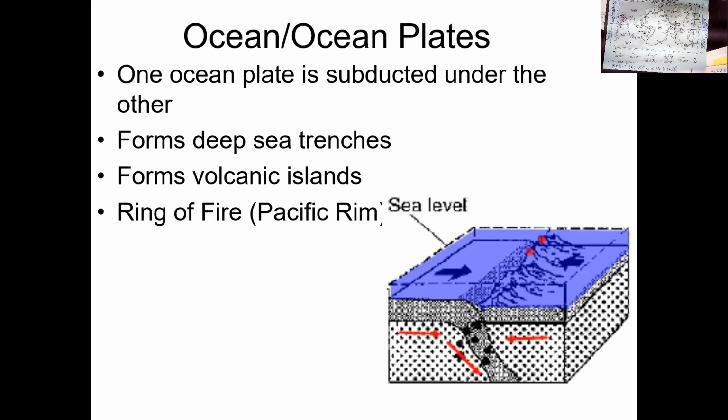So this is actually how Japan has formed. Japan formed as two ocean plates collided and created a volcanic island arc. So Japan is very similar in the idea that it was just a volcano that erupted when two ocean plates came together.